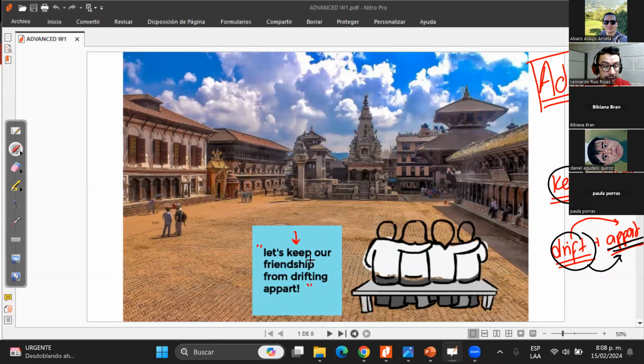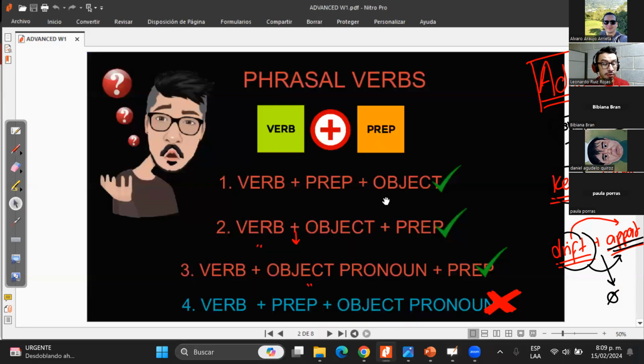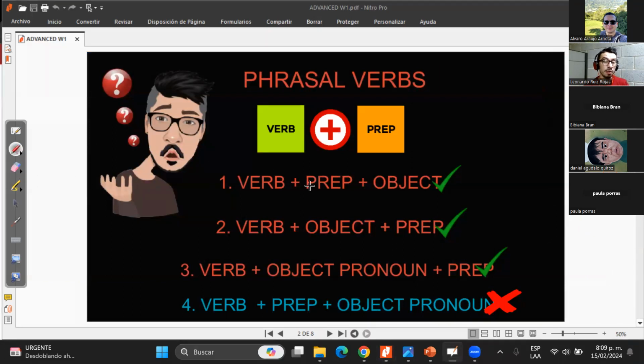But something interesting is that in the first phrasal verb, keep from, we put something in the middle. We said keep our friendship from. And here, no. Here we left it alone. Dejamos eso vacío, ¿cierto? So sometimes it's possible to put something in the middle of the two parts, or sometimes it's not, right? So when we talk about phrasal verbs, we are going to have different positions possible, depending on the things.